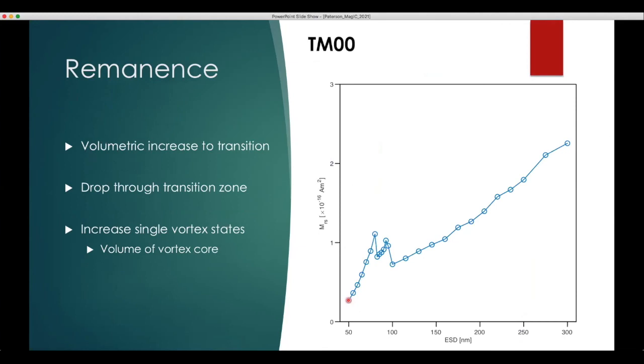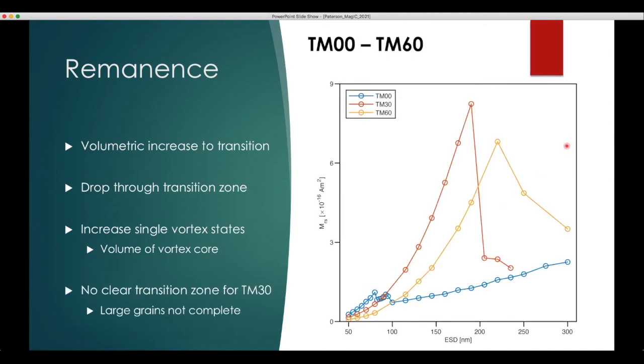So this is a plot showing our saturation remanence, MRS, for magnetite as a function of grain size. What we see here is an increase in the remanent moment, which is related to the volumetric increase for uniformly magnetized grains. The transition zone for magnetite occurs around 80 to 90 nanometers, so we see a small drop in the remanence around this range. But then as we move through the transition zone into the single vortex zone, we see this fairly linear increase in the remanent magnetization with grain size. This is related to the volumetric increase, not just of the grain, but of the size of the vortex core.